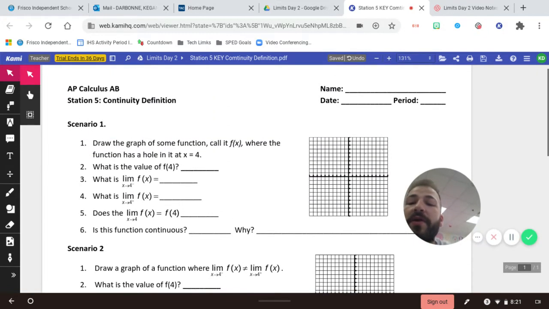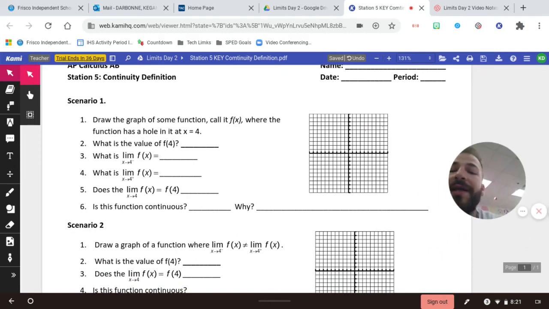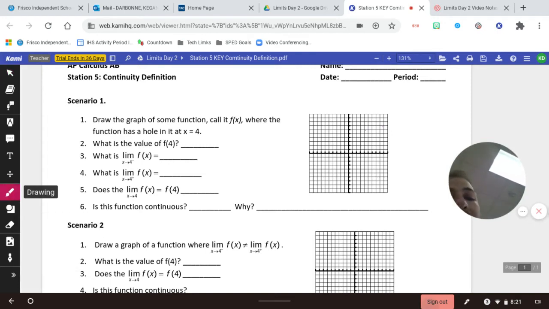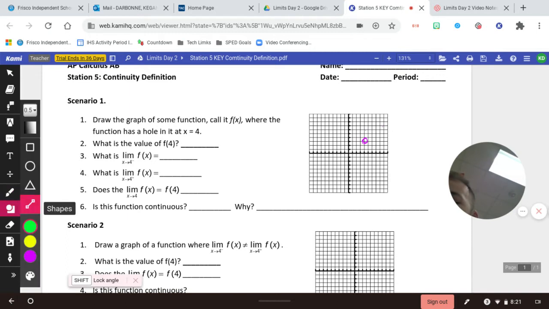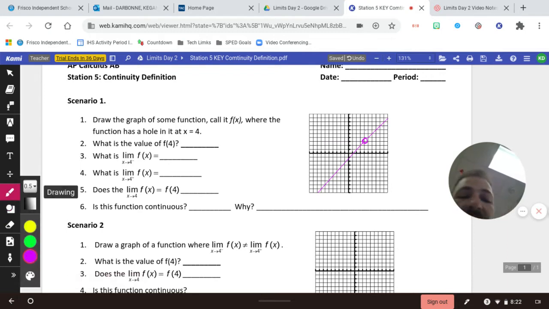Okay. So scenario 1, we're going to draw a graph of some function called f of x, where the function has a hole in it at x equals 4. So pretty simple. At x equals 4, let's see, 1, 2, 3, 4. Let's just stick a hole in some function. Doesn't really matter where. Okay? And then let's make it nice and linear, because linear functions are easy to work with. Just like that.